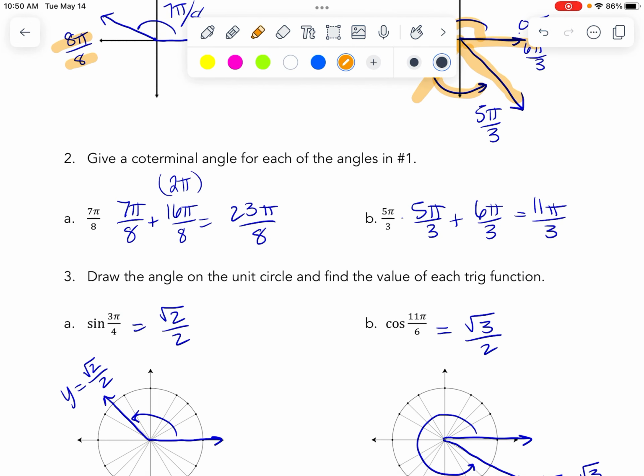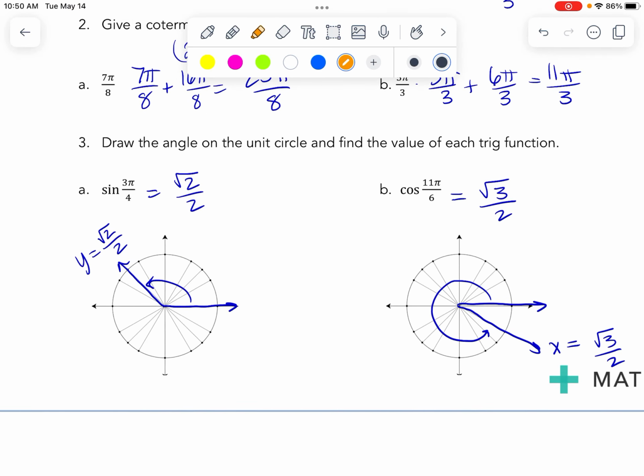Coterminal, I'm just adding 2 pi to each of these, but I'm doing it with 8 as a denominator, so that's going to be 16 pi over 8. For the other one, I needed 3 as a denominator, so I'm going to add 6 pi over 3. And if I wanted to have a negative angle, I would have just subtracted away 16 pi over 8 to get a negative angle.